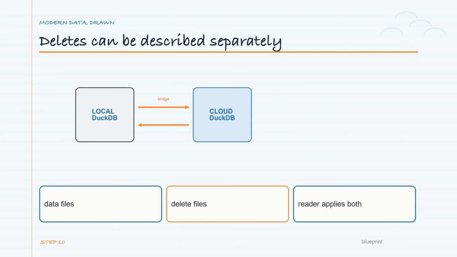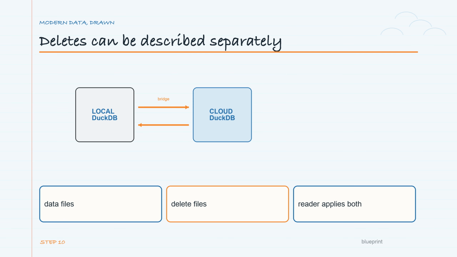With the previous step in place, the next piece becomes easier to see. Iceberg can represent deletions with delete files instead of immediately rewriting every affected data file. Readers combine the data files and applicable delete information. Later maintenance can rewrite the data into a cleaner set of files.